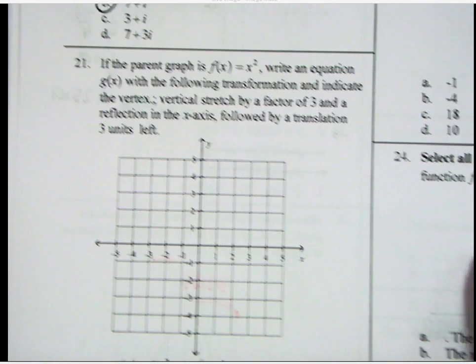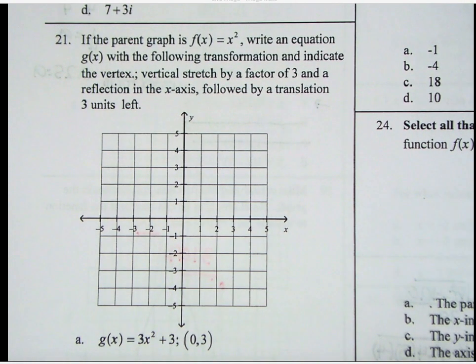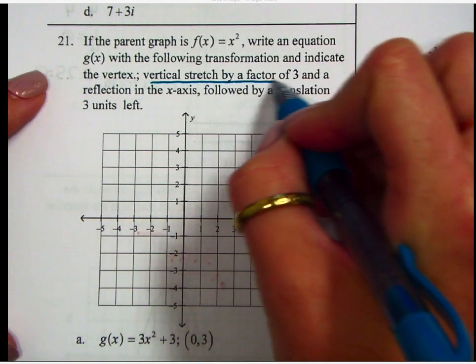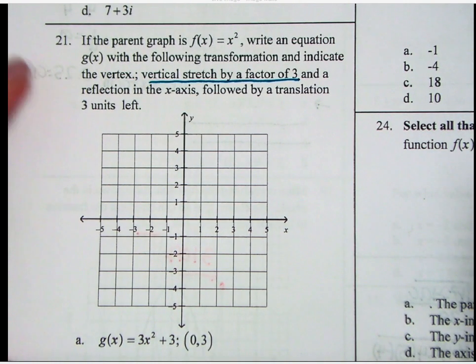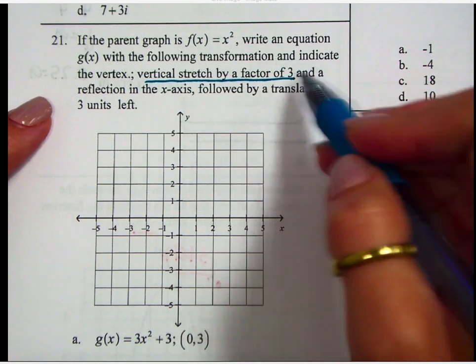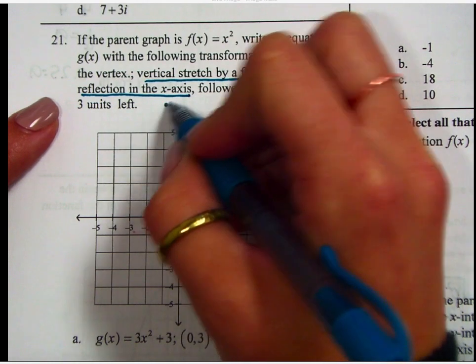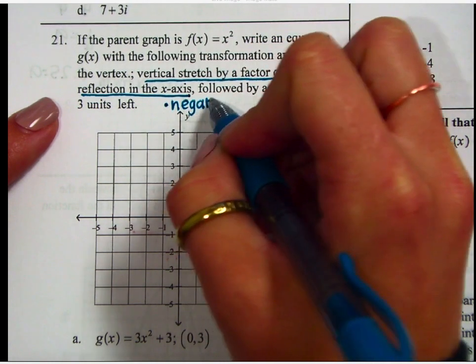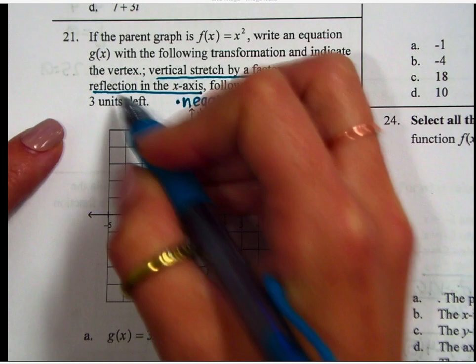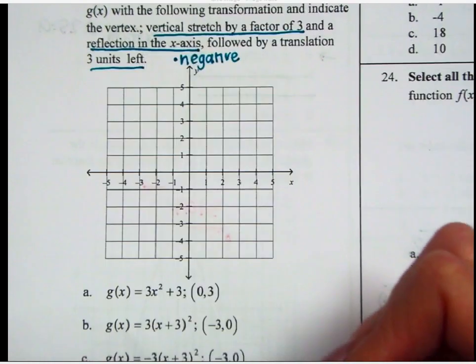Number 21, if the parent function is f of x equals x squared, we're going to write an equation g of x with the following transformation and indicate the vertex. So a vertical stretch by a factor of 3. Remember, that means we're going to be multiplying out in front by 3. A reflection in the x-axis means we are going to have our function negative, and then followed by a translation 3 units left. So which one of these three would represent that?